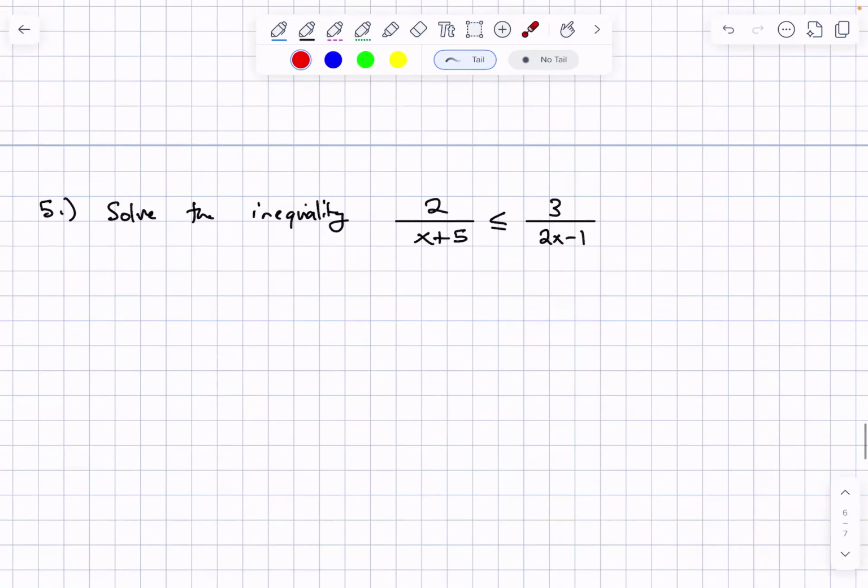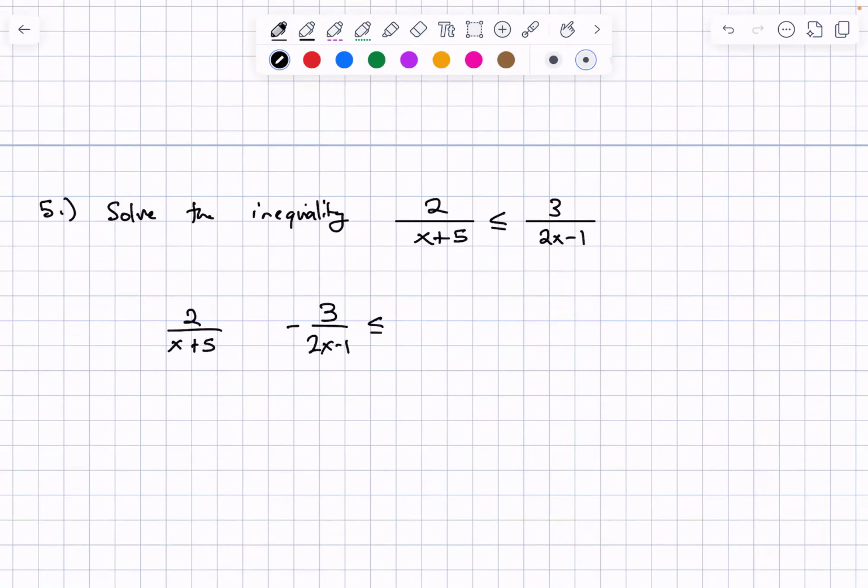Solve the inequality 2 over x plus 5 is less than or equal to 3 over 2x minus 1. Now, just like before, just like with anything, we want to bring everything to one side. So we get 2 over x plus 5, leave a little bit of space, and then write the minus 3 over 2x minus 1 is less than or equal to 0. And actually leave a little bit of space after that, too.